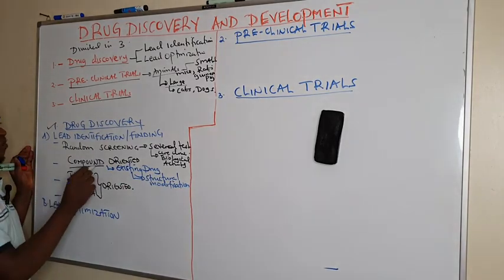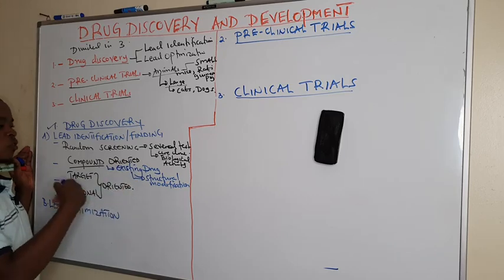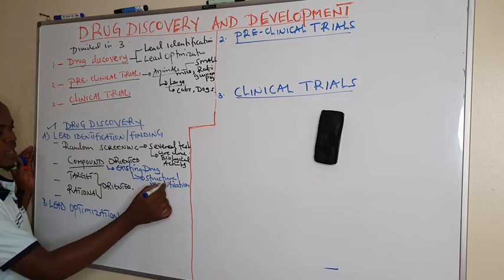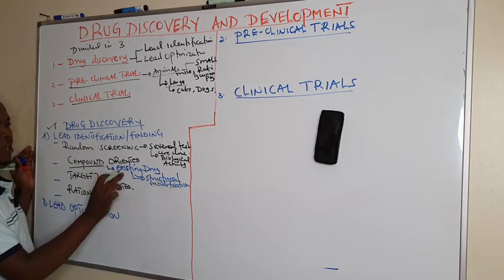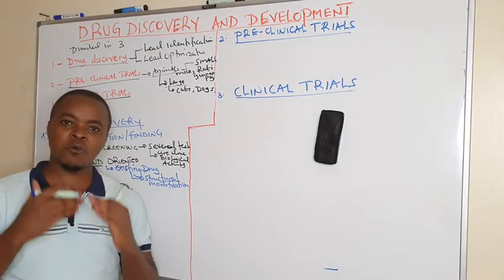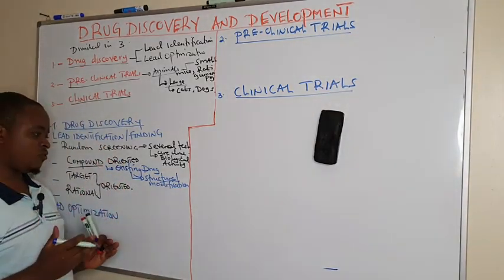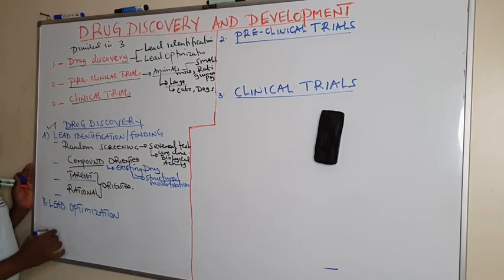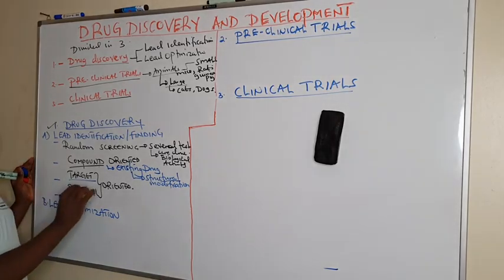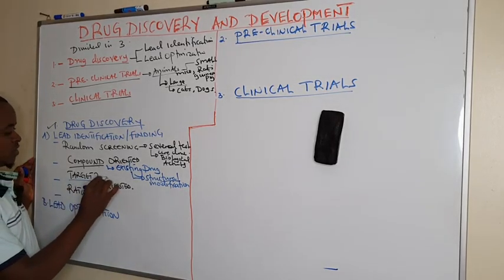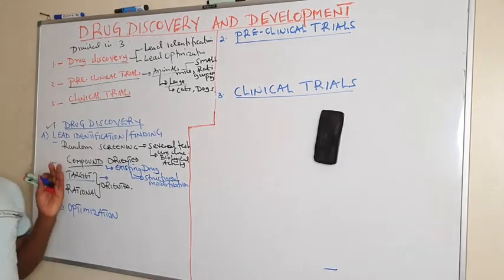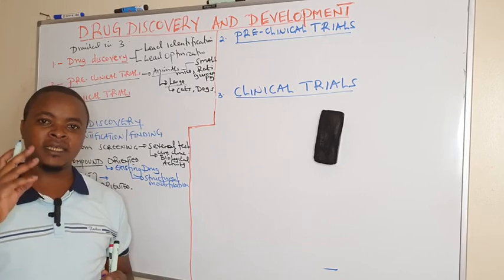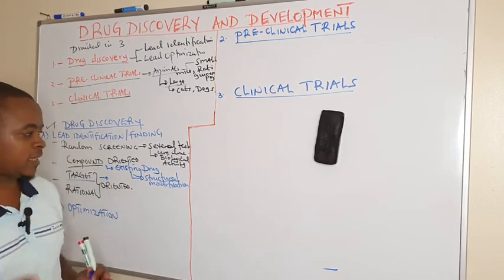That is what we call compound oriented. After altering or modifying the structure of the existing drug, we can end up coming up with another lead candidate drug. Then another method we can use is target-oriented, and under target-oriented, you are developing a lead or a candidate drug which targets a certain molecular site.